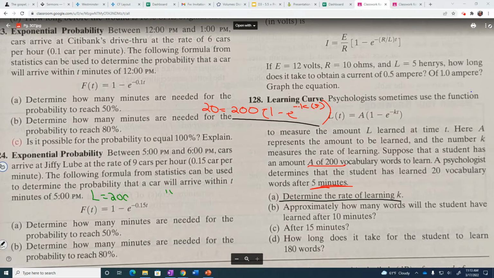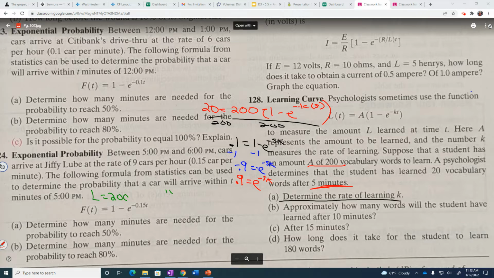So then we're going to divide both sides by 200. That gives you 0.1. This side you got 1 minus e to the negative 5k. You just rearrange that a little bit. And then it's going to be the same steps where we subtract 1, that gives you negative 0.9, and negative e to the negative 5k. But then you got to get rid of the negative, so we divide both sides by negative 1, we get positive 0.9 equals positive e to the negative 5k.